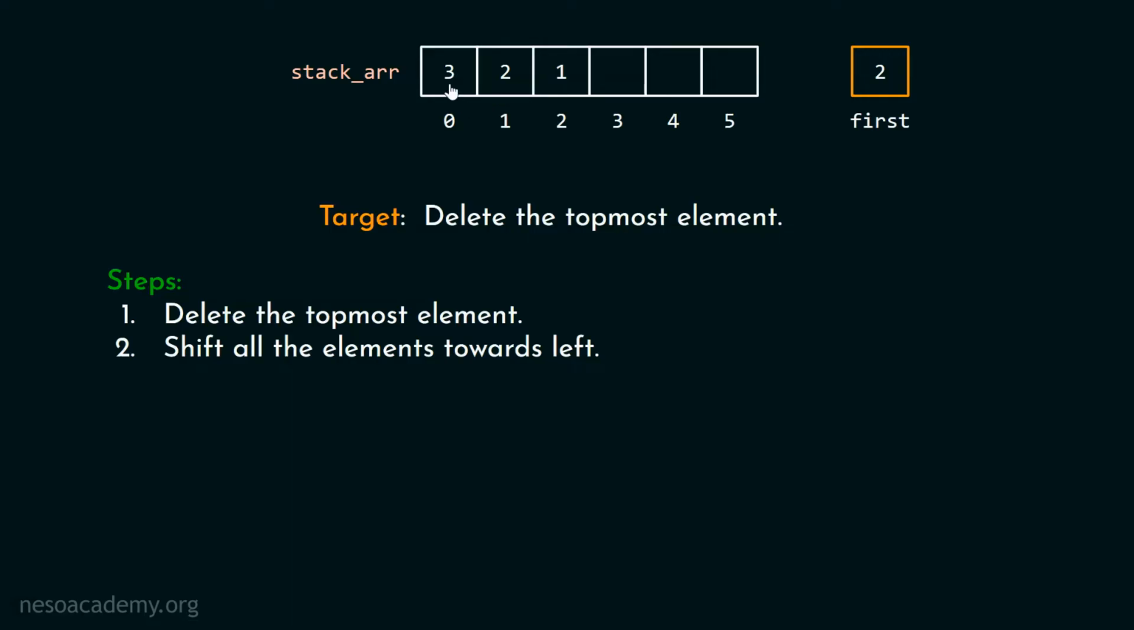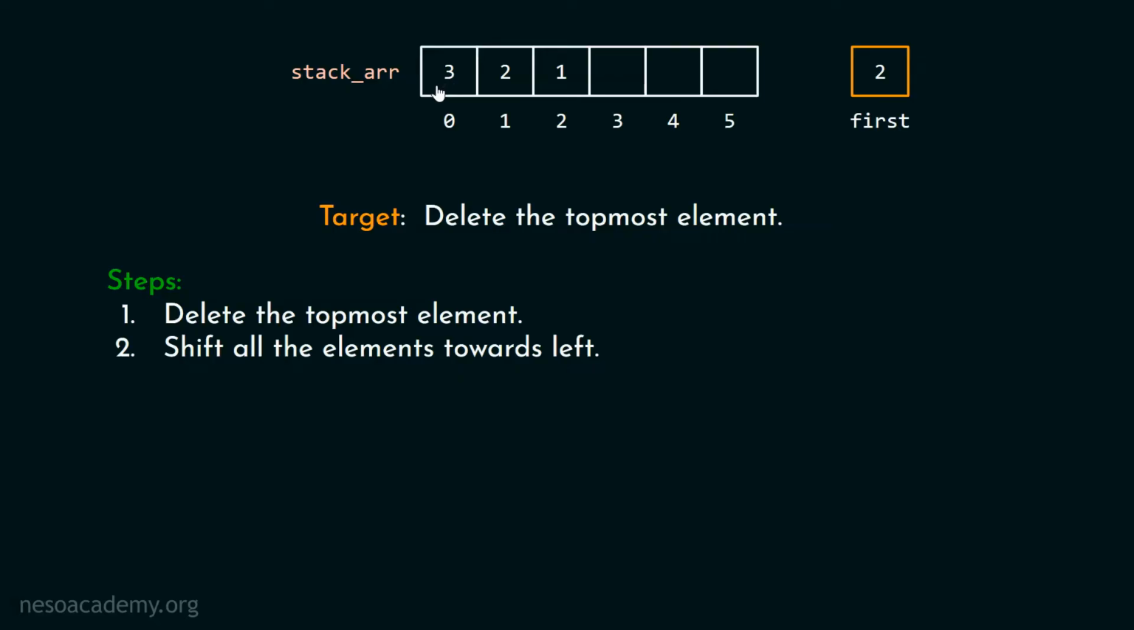Because after deleting this element, this will be our new topmost element, and the topmost element must be stored in this position. That is why it is important to shift these elements. Right? This is going to be our new topmost element and this is going to be our new second topmost element, right? So we first have to delete the topmost element and then we have to shift all the elements towards left. Fine. But we already know that we can't simply delete this element as we can delete a node of the linked list, right? Using a free function.